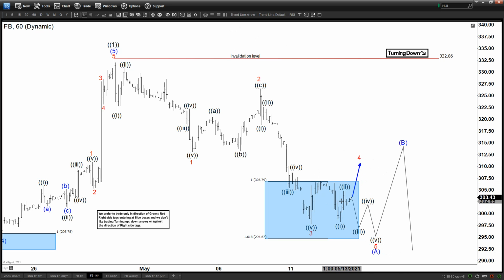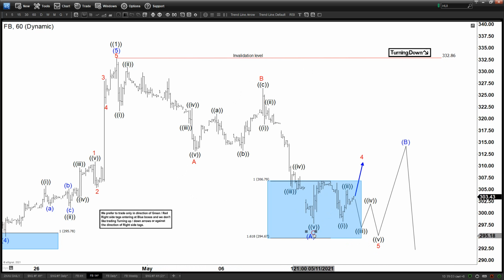Or else, another possibility, I know people hate possibilities, right? Another possibility is instead of 5 waves down, this could have been ABC, ending W, and then we could be bouncing in an X and fail and go down again.